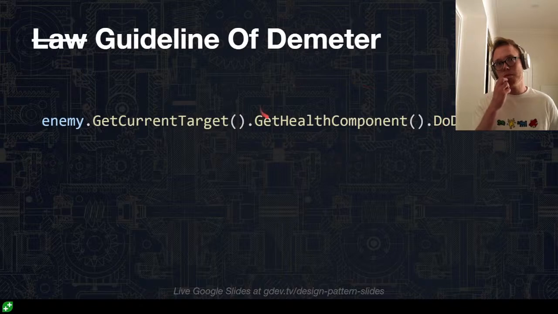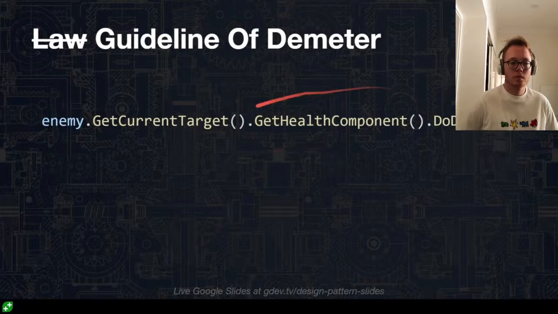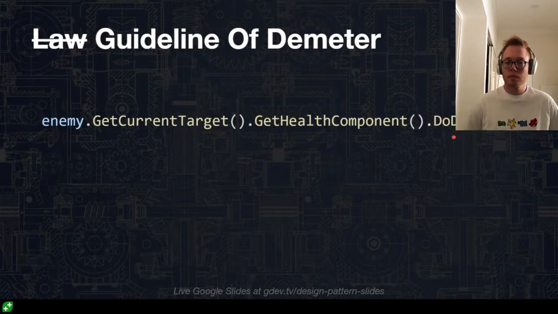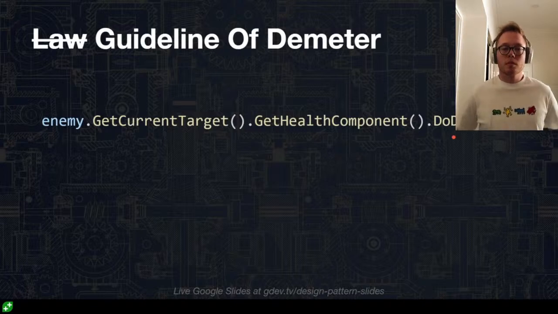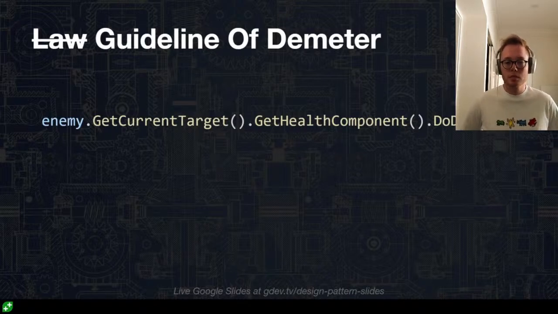And then, what's more, we've done another bad thing. Or this would have been bad enough. We're going one step further, and we're saying, well, apart from depending upon the enemy's target class and the health component, now we're depending on the health component as well to do damage to it. Basically, this line is bad because it means that we're depending on every link of this chain. If anything in this chain changes, then we've got ourselves a problem.